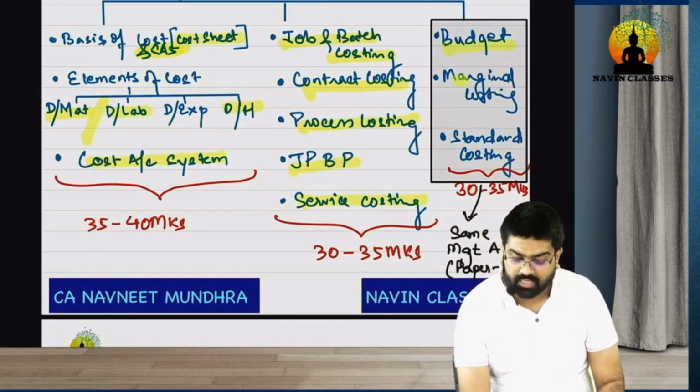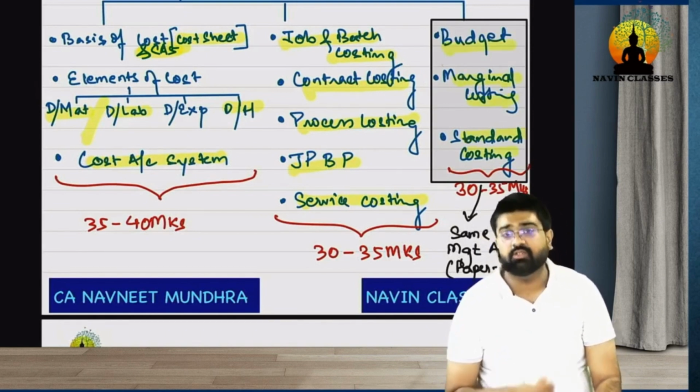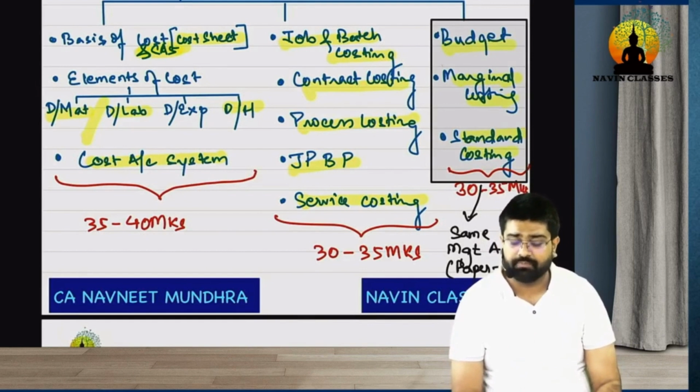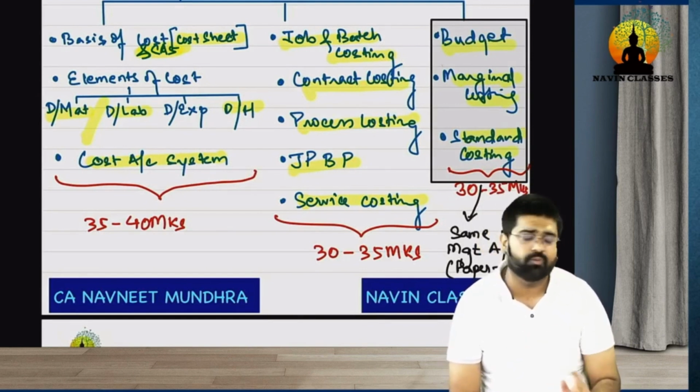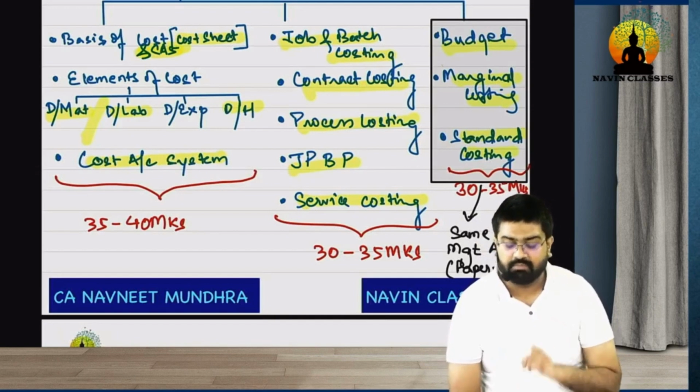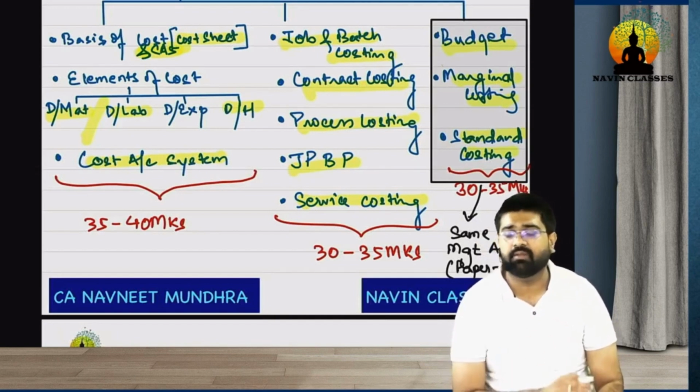Budget, marginal costing and standard costing, which are called the techniques of costing, are for 30-35 marks in group 1. But how is this in group 1? The same thing was done in management accounting, in paper number 12, and you know, it was for 50 marks.